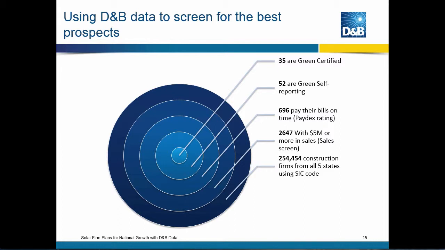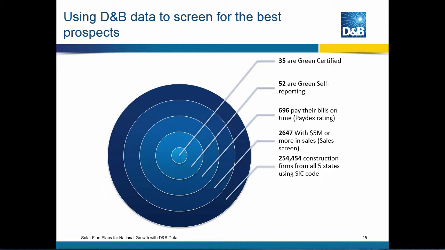And just to give you a visual on the filtering that Devin has chosen to do here, he started out with over 250,000 construction firms from the 5 states using the SIC code, which is a standardized code. And then he whittled that down to a little over 2,500 with applying the filter of over $5 million in sales annually. And then he whittled that down to nearly 700 based on companies that pay their bills on time, the Paydex rating.